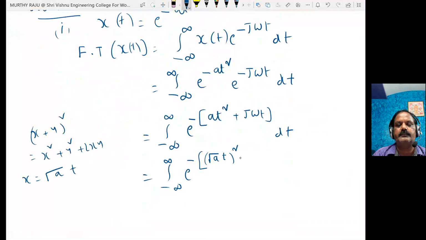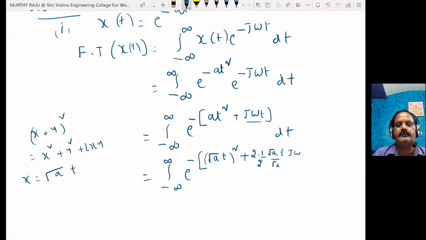2xy. Here 2 is multiplied, and one more multiplied in denominator and numerator. 2x is root a. Here t is in that j omega t. T is present. Root a is not there, so root a by root a is multiplied here. T is present here. The remaining term is j omega.